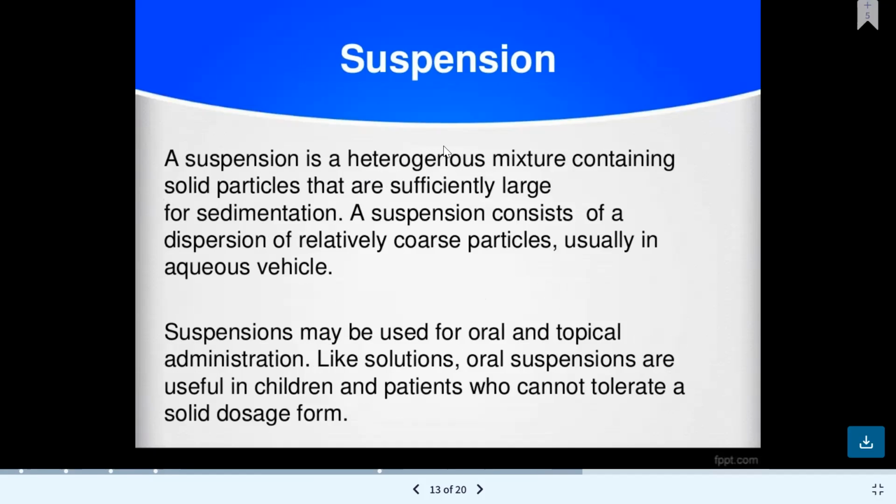Suspension is a heterogeneous mixture. It is a very important point. Suspension is a heterogeneous mixture containing solid particles that are sufficiently large for sedimentation. Suspension consists of a dispersion of relatively coarse particles in an aqueous vehicle. So solid in an aqueous vehicle, it is a heterogeneous mixture. Suspension may be used for oral and topical administration, basically like solutions. Oral suspensions are useful in children and patients who cannot tolerate solid dosage forms. So it is very important for children and other patients.